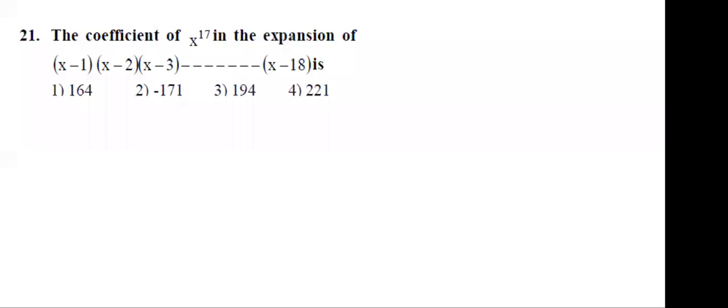The coefficient of x power 17 in the expansion of (x minus 1)(x minus 2)(x minus 3) and so on up to (x minus 18). See here, we already know the direct formula: minus of n into (n plus 1) by 2. This is the formula. That means the sum of the coefficients only.